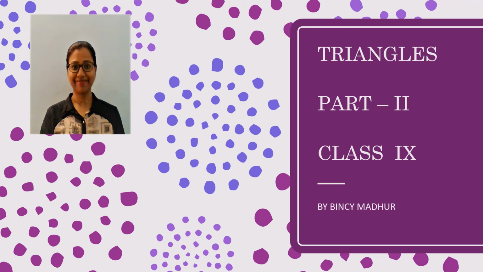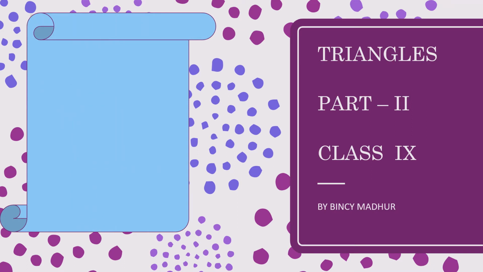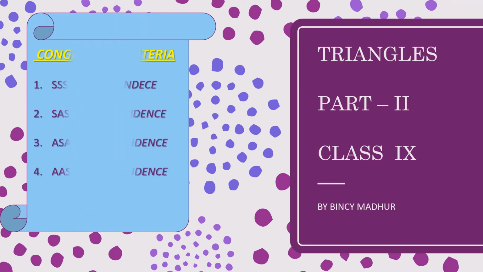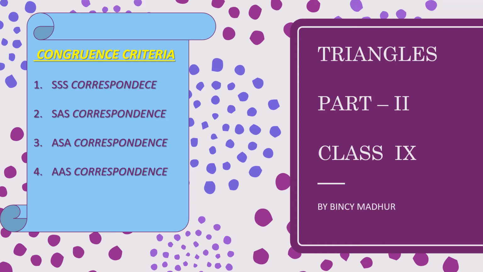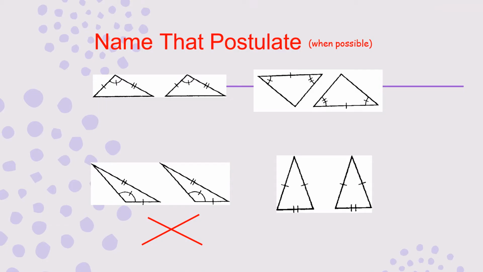How are you? I hope you have watched the first part of the chapter Triangles. This is the second part of it. For class 9, let us recall the terms which we have learned in the first video, that is congruence criteria. All the four, I guess you are quite aware of these conditions. Let us do some questions to make our concepts clear.